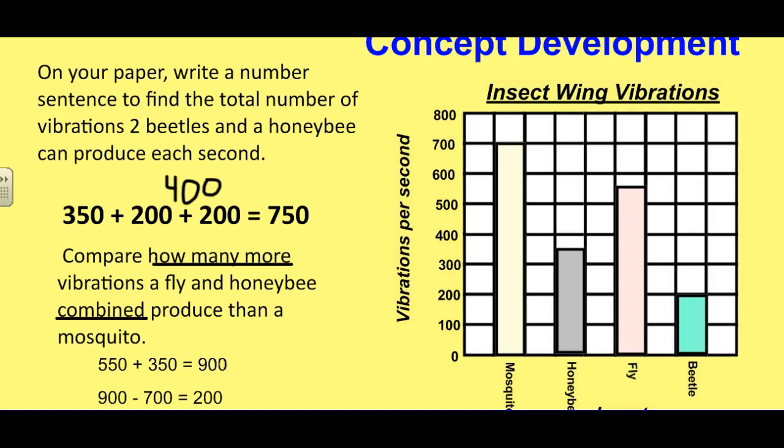And when you add 550 with 350, you get 900. So then you had to take those 900 wing vibrations and subtract them from the mosquito to see how many more the fly and the honeybee made than the mosquito. So we got that the answer was 200. So when we're comparing how many more there were between the fly and honeybee and the mosquito, the fly and honeybee made 200 more wing vibrations per second than the mosquito did altogether.